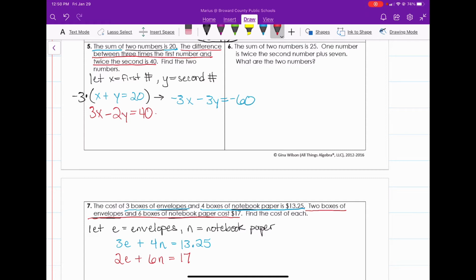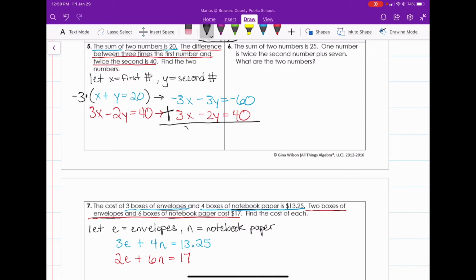And then I just bring the second equation on over. 3x, positive 3x, -2y equals positive 40. Now that I have opposites for my x term, I can go ahead and eliminate those. I'm going to go ahead and add.